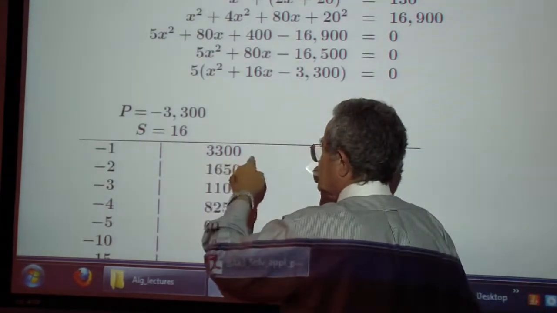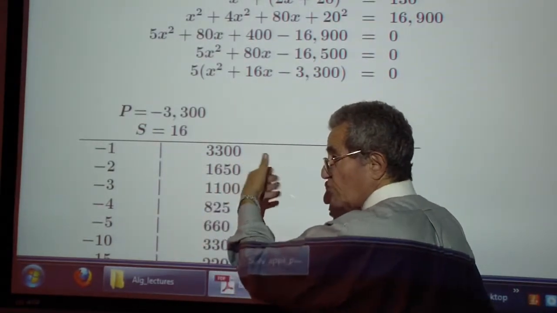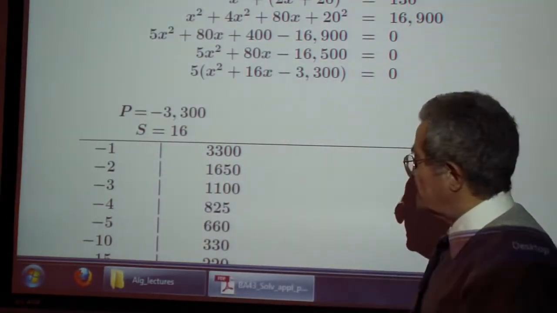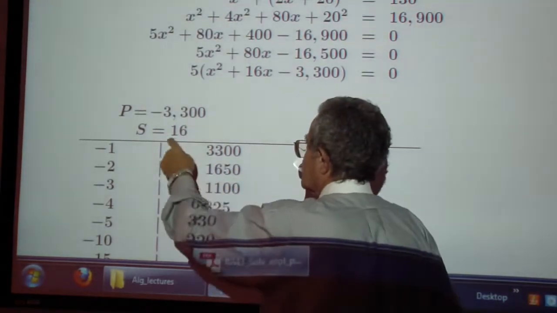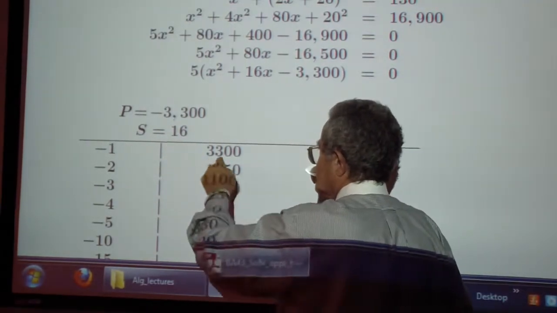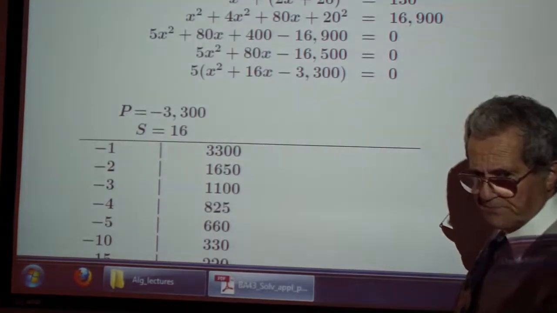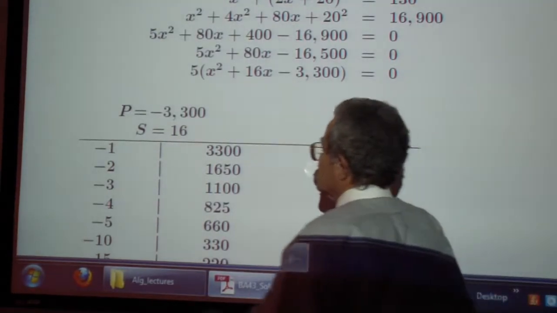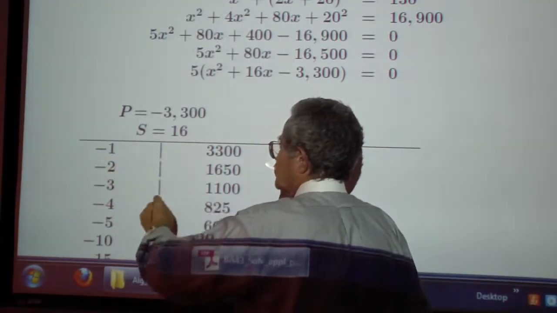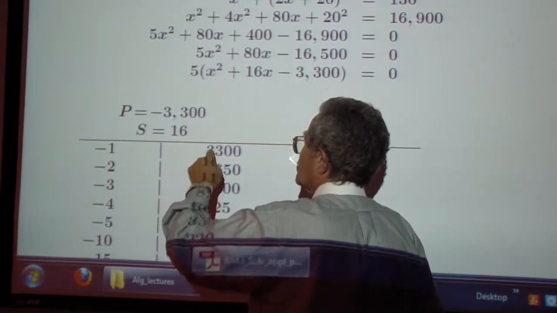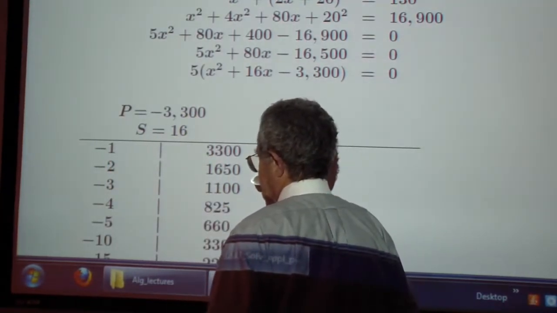Remember that the sign of the large number I always write to the right side. The sign of the large number is the sign of the sum. The sum is positive, the large number is positive. A small number must be negative because a negative number times a positive number is a positive product.